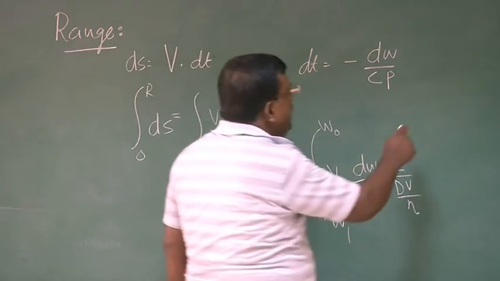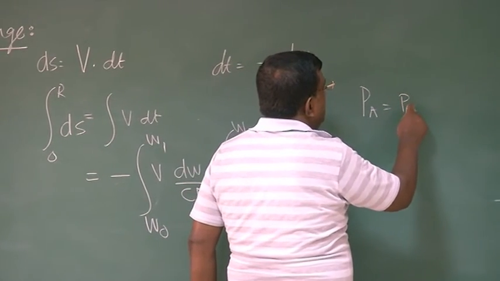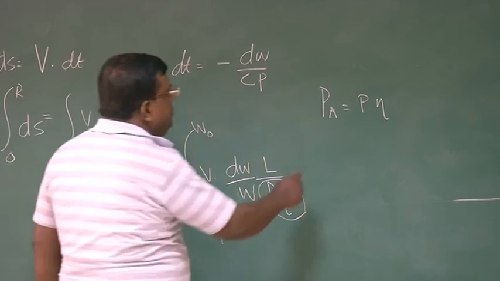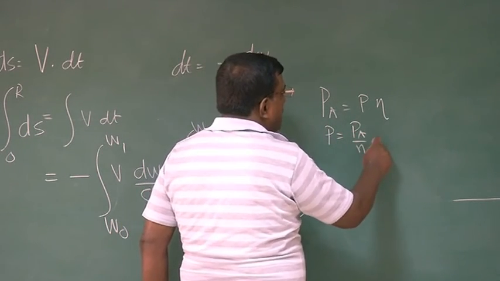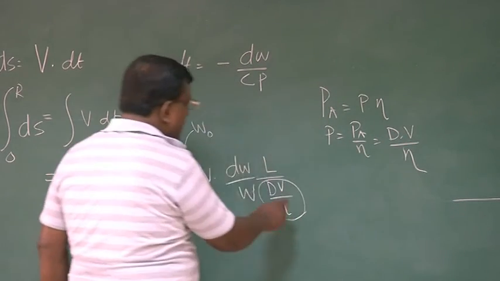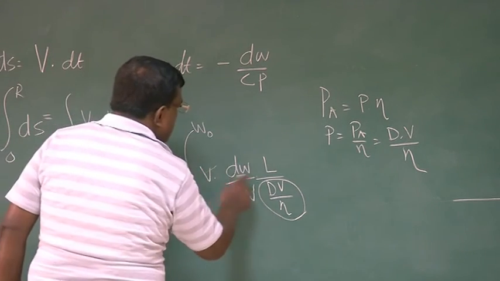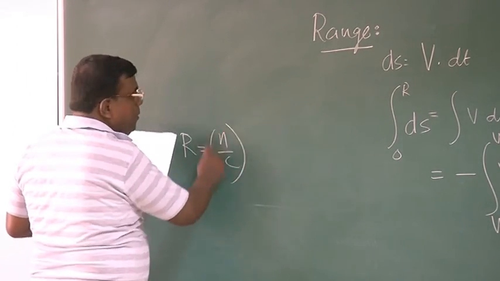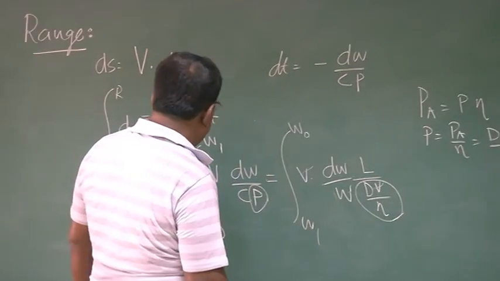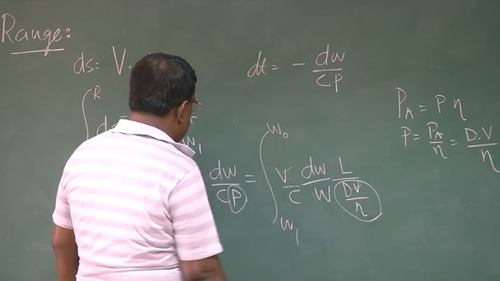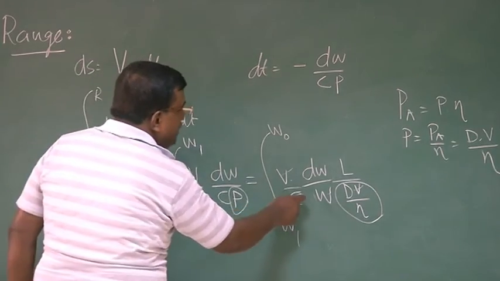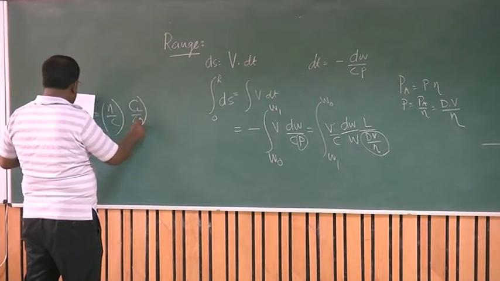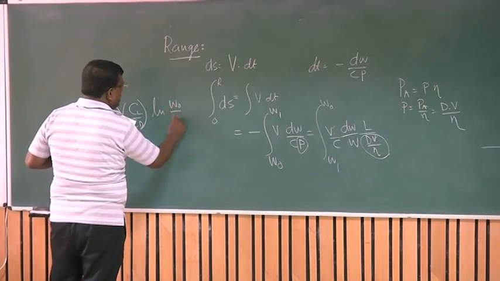Correct? Why this term? We know that P available is equal to P into eta. And here, this P is the power at the brake. So this P is equal to PA by eta, and PA is nothing but D into V. So D into V by eta. This V V gets cancelled. So what we are getting is range equal to eta by C. Oh, there is another term C here, C into P. So C was missing here, so I put the C. So eta goes on the top. So eta by C integral of CL by CD and ln W0 by W1.